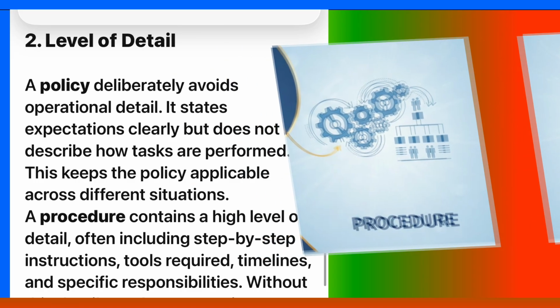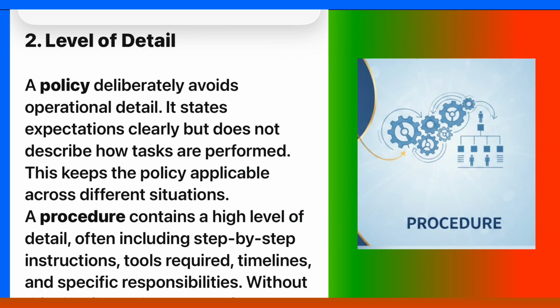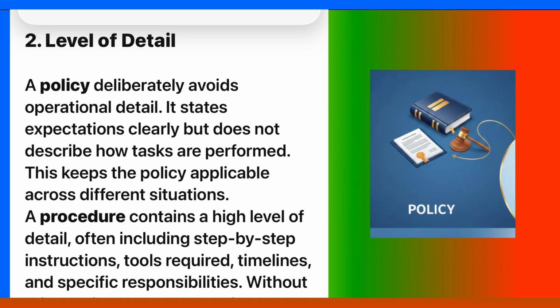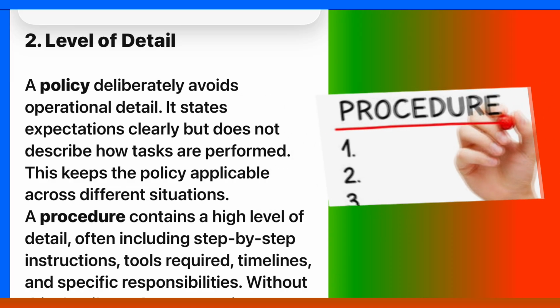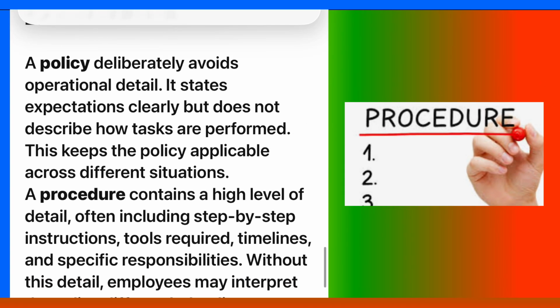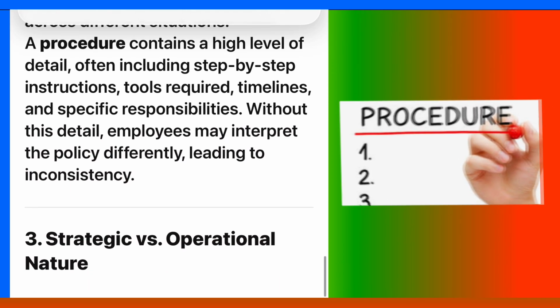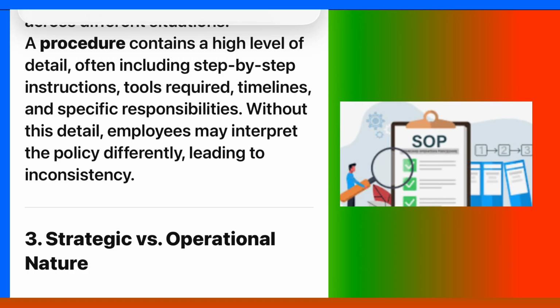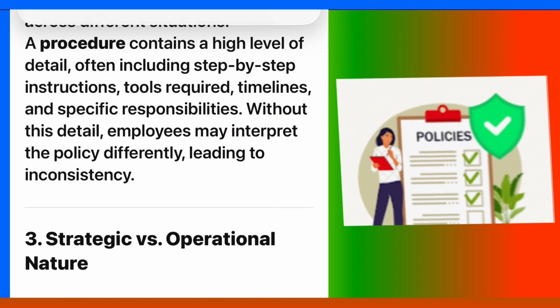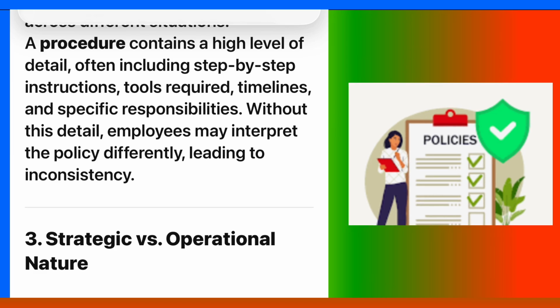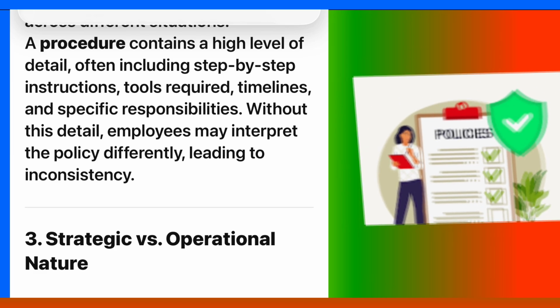A policy deliberately avoids operational detail. It states expectations clearly but does not describe how tasks are performed. This keeps the policy applicable across different situations. A procedure contains a high level of detail, often including step-by-step instructions, tools required, timelines, and specific responsibilities. Without this detail, employees may interpret the policy differently, leading to inconsistency.